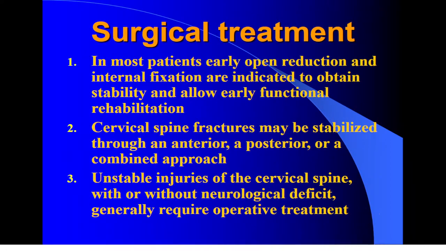So, surgical treatment. First, in most patients, early open reduction and internal fixation are indicated to obtain stability and allow early functional rehabilitation. Cervical spine fractures may be stabilized with anterior, posterior, or combined approaches. If we talk about the thoracic and lumbar part, in most cases we use a posterior approach. Unstable injuries of the cervical spine with or without neurological deficit generally require operative treatment.